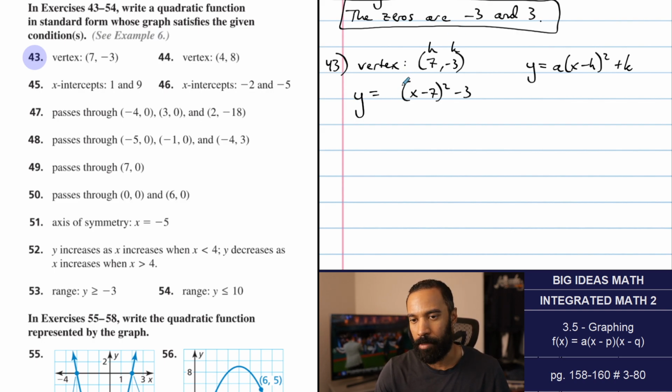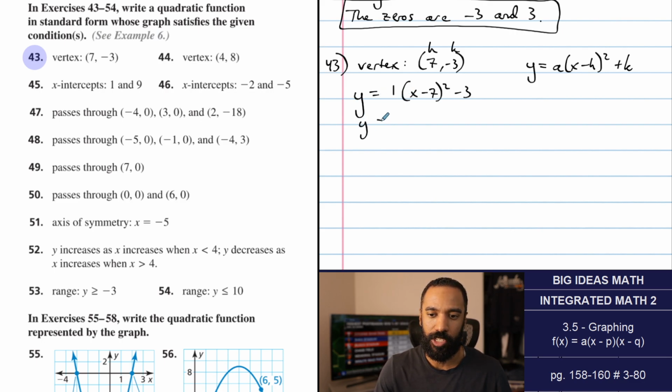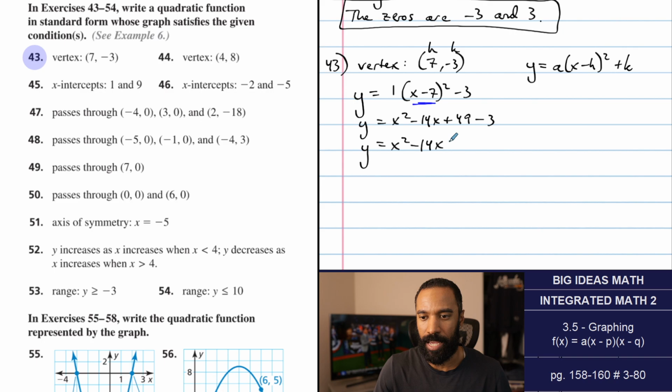Last time in the example, they used 1. I'm going to use 1 for this one. I'm going to swap it up for different problems. But having a 1 here also means you don't need anything at all. But we need to write it in standard form, which means we need to expand this guy right here to start. So we're going to get x squared minus 14x plus 49. Again, that's a chapter 2 thing. Minus 3, which is y equals x squared minus 14x plus 46.